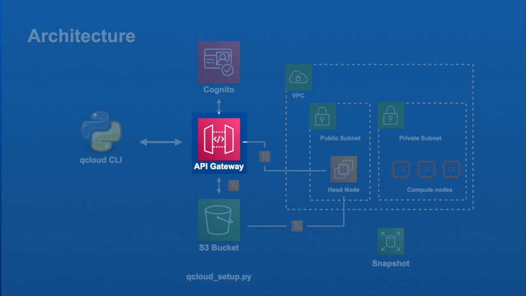Both Cognito and API Gateway are serverless. This means that there are no dedicated resources allocated to these stacks. If you're not accessing these services, there's virtually no charge associated with running these stacks.